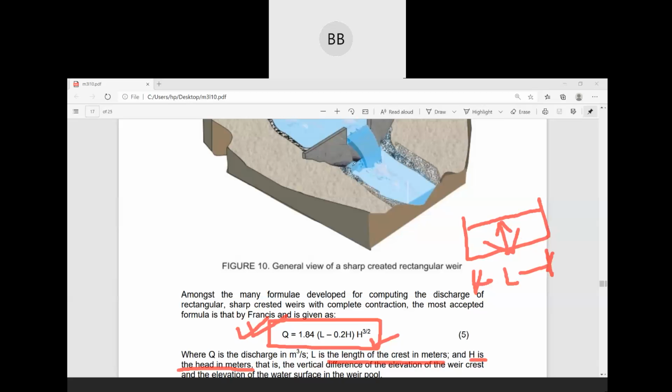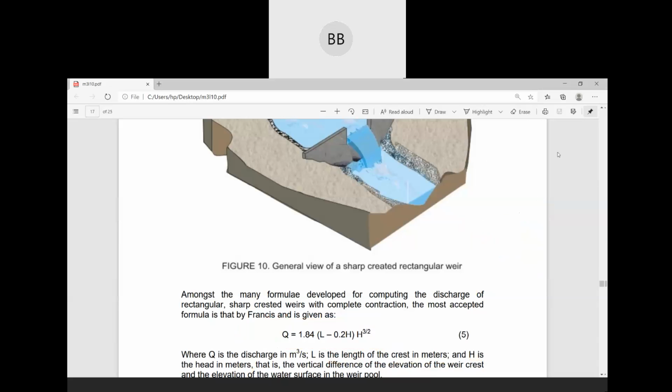So this is how you can directly find out the discharge in a particular channel by constructing a weir, okay. Weirs also have different types: sharp crested weir, broad crested weir. For each weir we have different equations to find out the discharge. So you can go through the diagram, and if you have any doubts you can ask me.